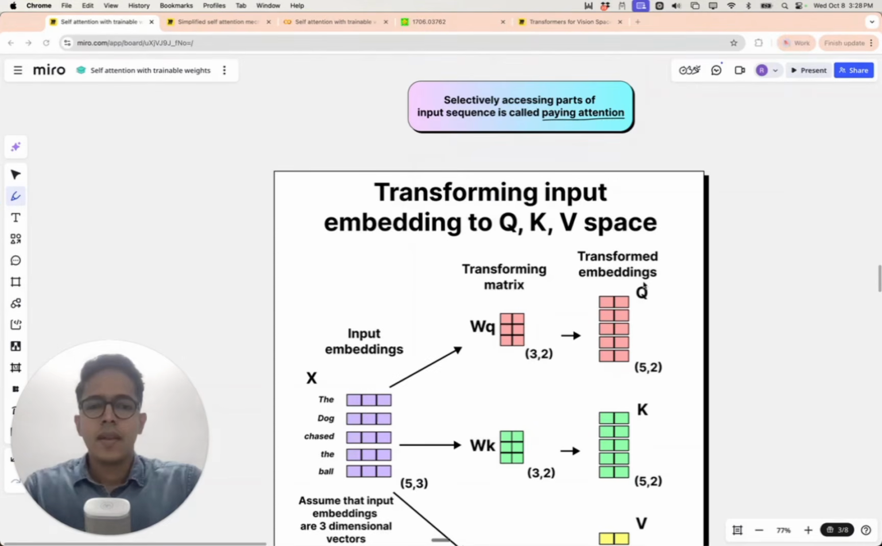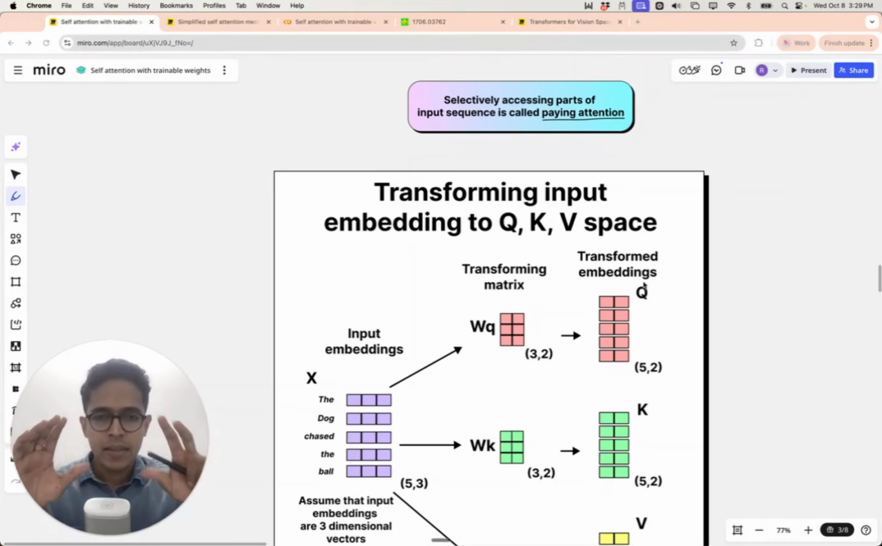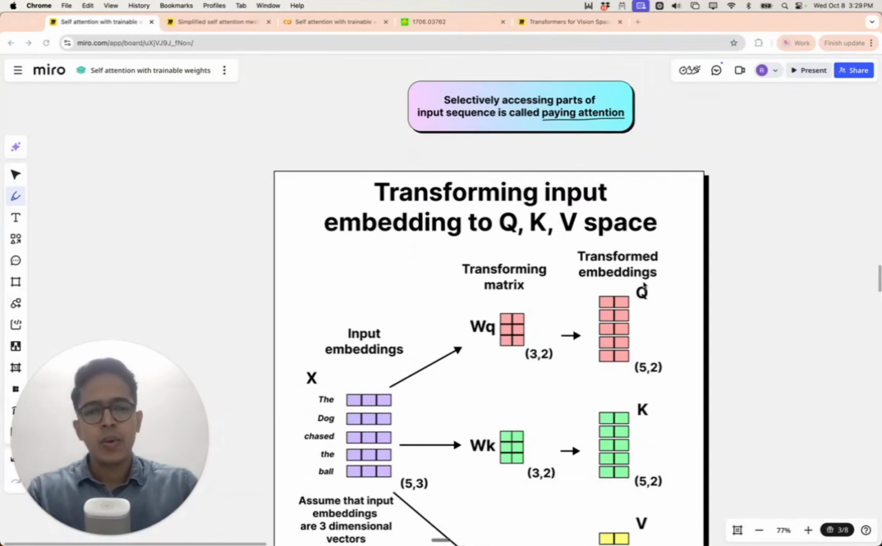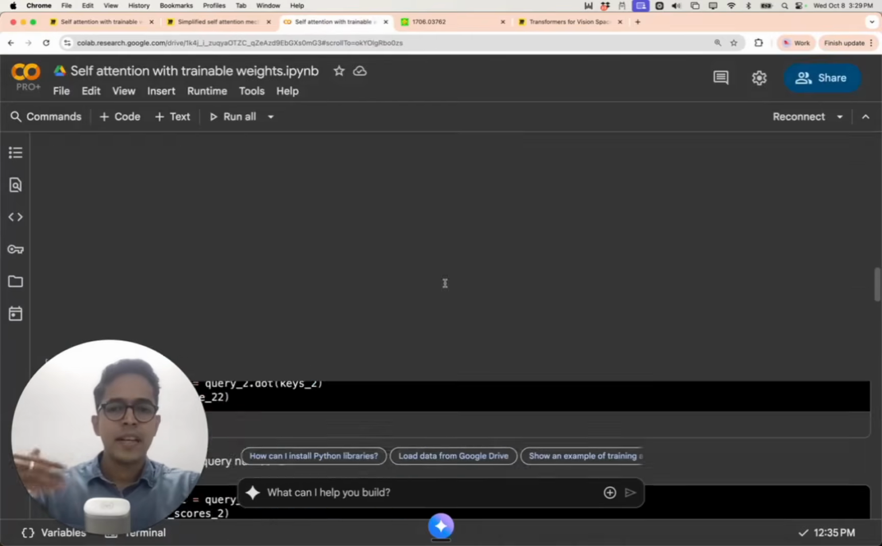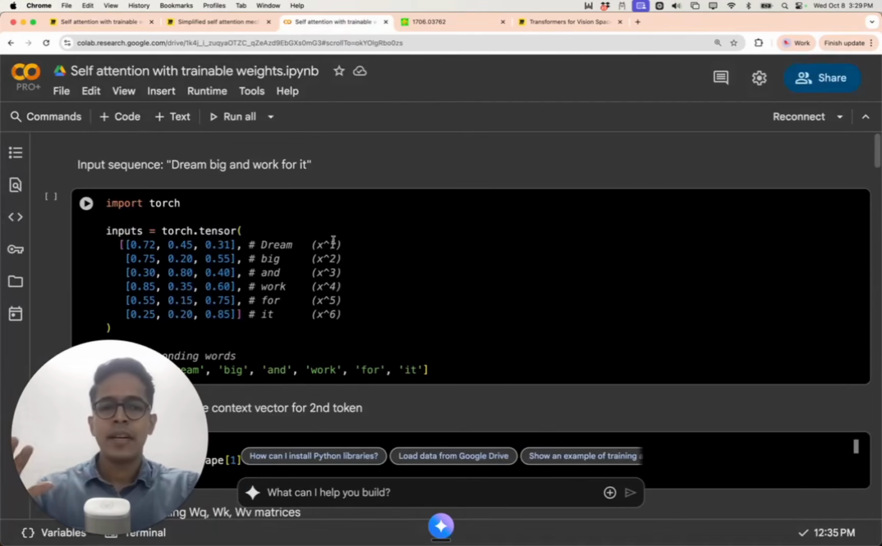Okay. Now we are going to look at two example sentences. The first example sentence we'll focus on while understanding the theory of the query, key, and value. And then we'll take another example sentence while implementing the same in code. So the second half of today's lecture is entirely dedicated to implementing the whole self-attention with trainable weights in code. Don't worry if the code looks intimidating. I'll walk you through step by step.